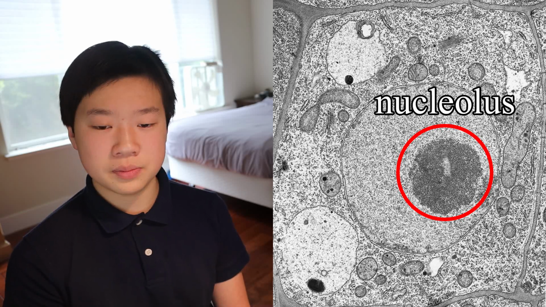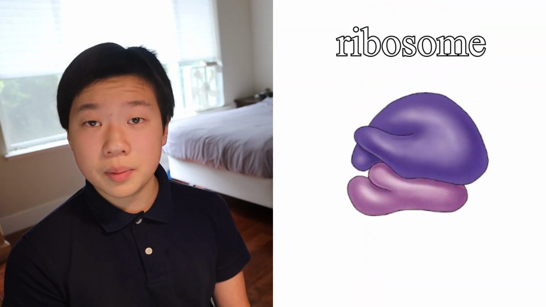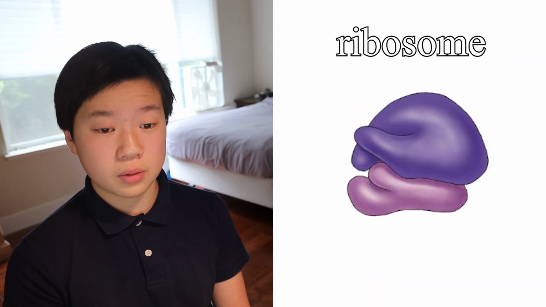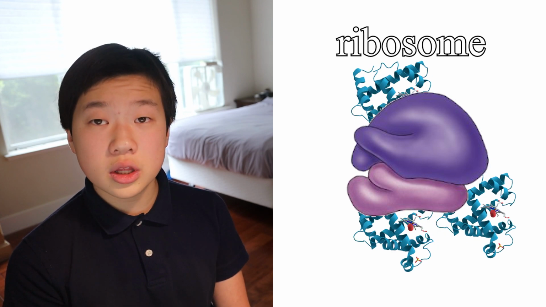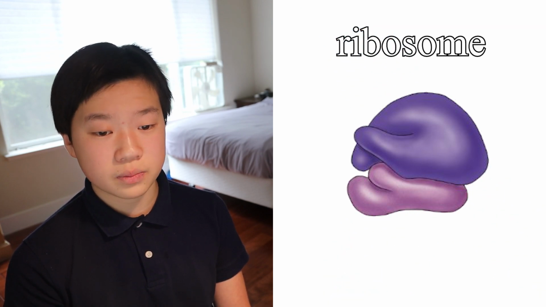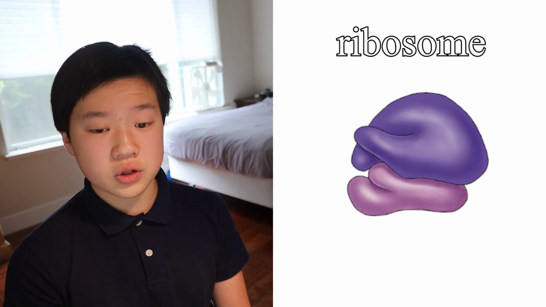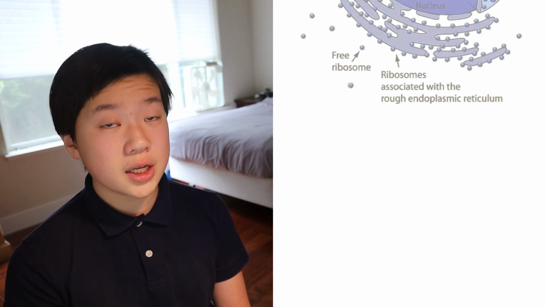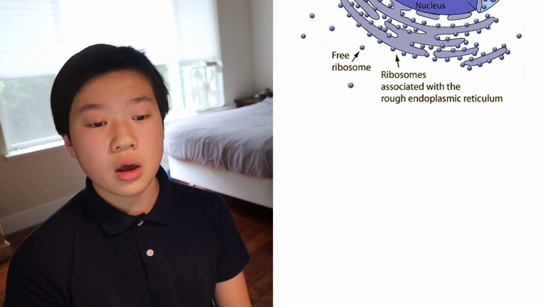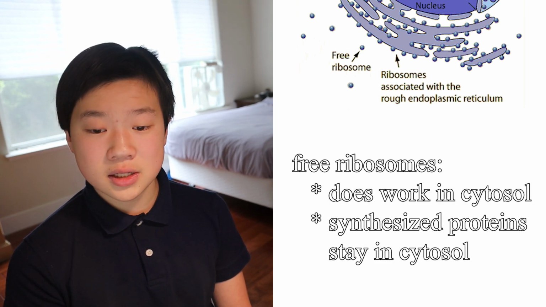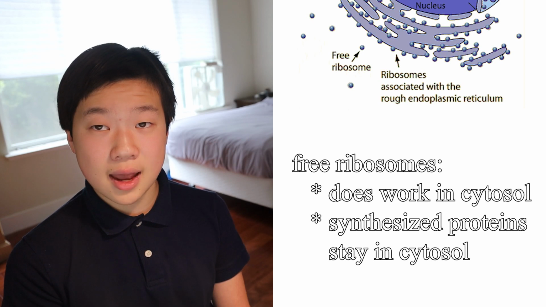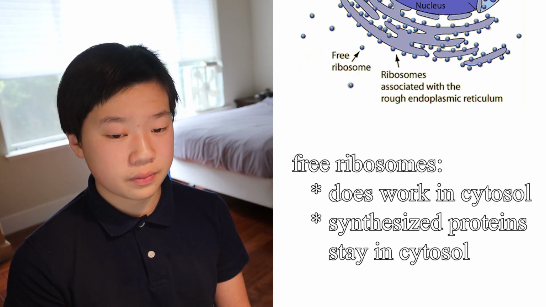But what are ribosomes? Ribosomes are complexes of protein and ribosomal RNA. Their job is to synthesize proteins according to instructions from the nucleus. We can further divide ribosomes into two groups, free and bound ribosomes. Free ribosomes float around in the cytosol. Proteins synthesized by free ribosomes tend to stay and do their work in the cytosol.